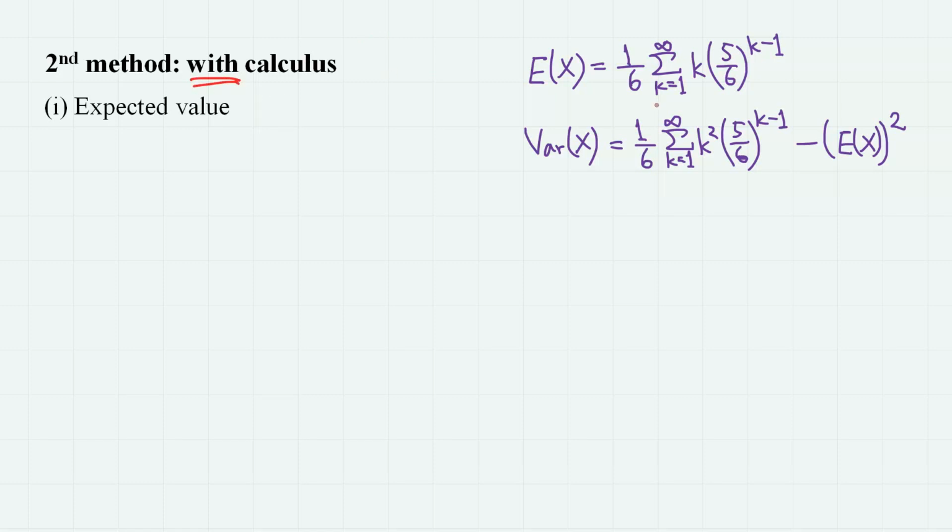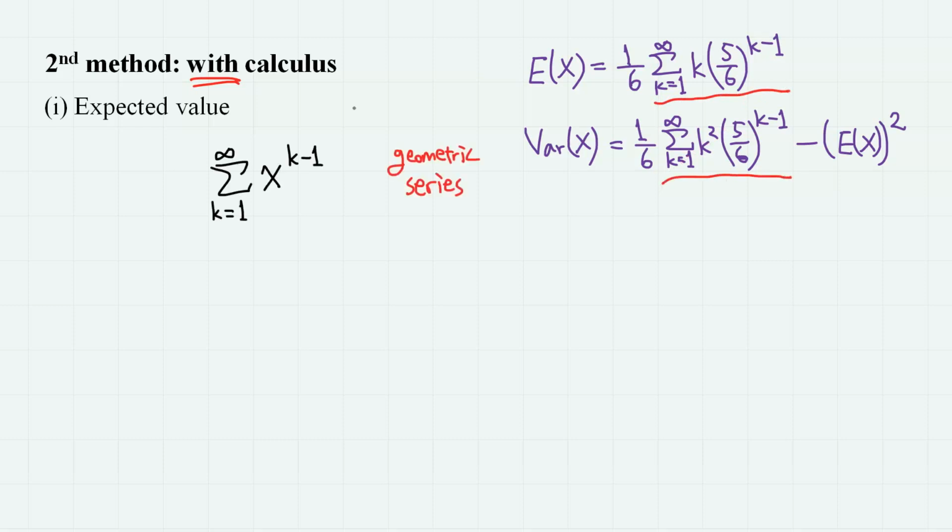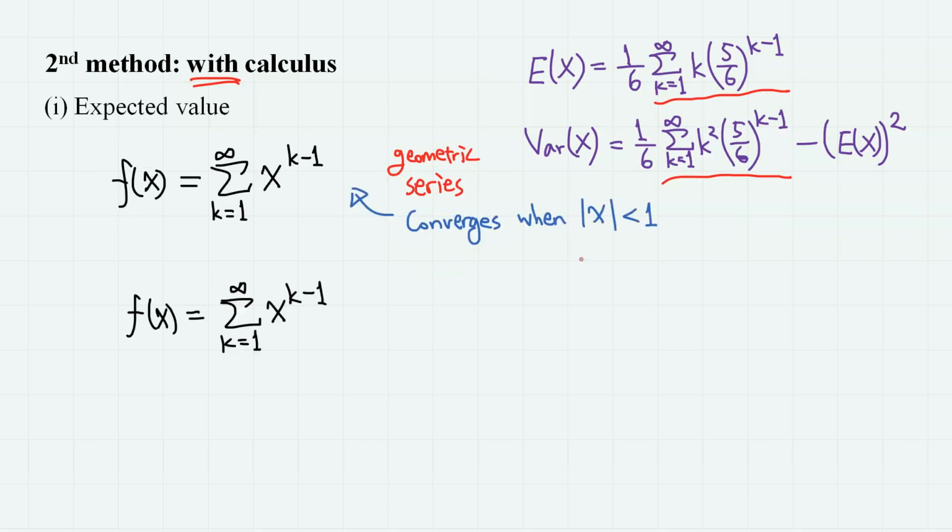So the process is basically the same. We have to calculate the sum of these series. And for that, consider a geometric power series, the summation of x to the power of k minus 1 from k equals 1 to infinity. And let's call this f(x). This series converges for x whose absolute values are smaller than 1, and the sum is simply 1 over 1 minus x.